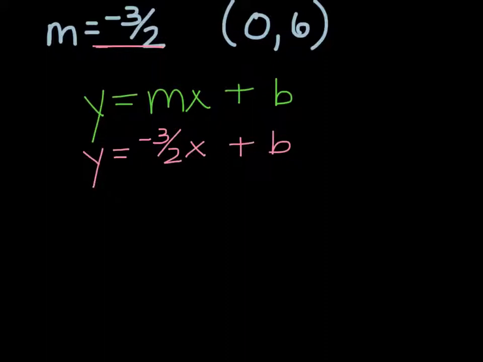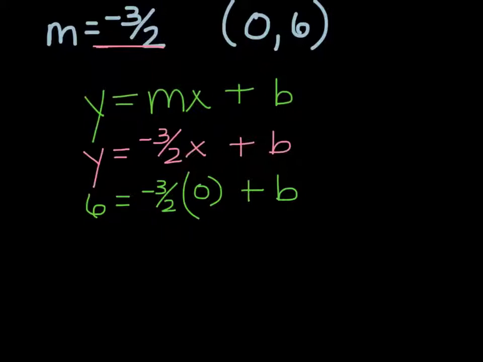Okay, now I need to find the y-intercept again. So I'm going to take this point. Remember, this is the x, this is the y, and plug them in down here. So instead of a y, I'm going to put a 6 equals negative 3/2 times, instead of the x, I'm going to put a 0, and then plus b.